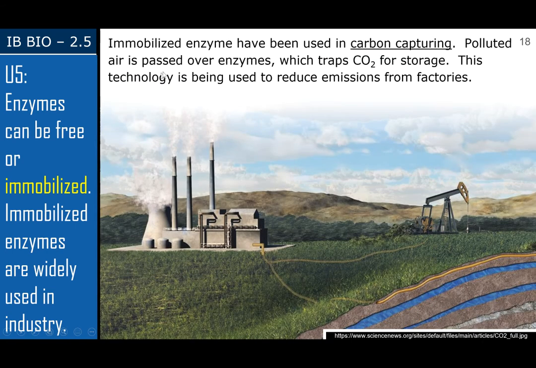We use immobilized enzymes to capture carbon. So as polluted air or air with lots of extra carbon in it passes over the enzymes, they actually grab and trap the CO2 for storage. And we're using that to create recaptured carbon, like solid carbon, to reduce emissions from factories. You see them on smokestack scrubbers too.